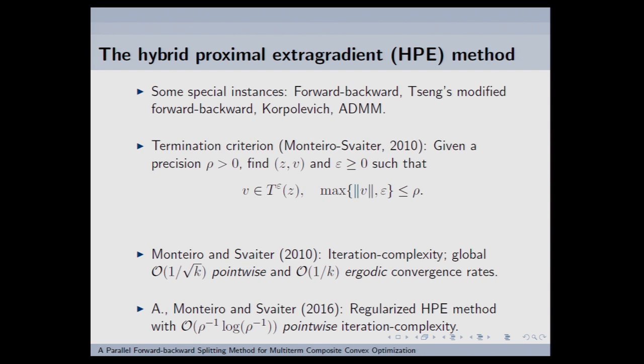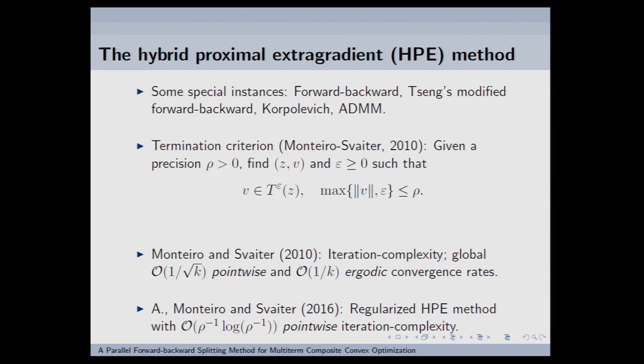And more recently, people started to study the iteration complexity of this framework, this method. The first question is, what do we mean by approximate solution? Because to talk about iteration complexity, we need a family of problems. In this case it is to find a zero of a maximal monotone operator, and some notion of approximate solution. This was introduced by Monteiro and Svaiter in 2010. We want to find a point in the graph of the epsilon enlargement for a given precision rho.